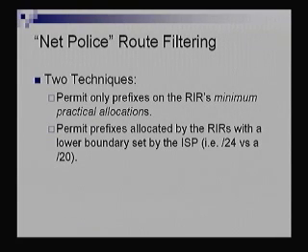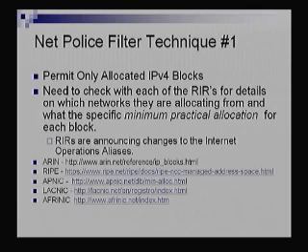So there's two modes of doing this. There's one mode where you take the minimal practical allocations and you filter hard on it. Whatever the regional registries say, that's what I filter on. And then the other way of doing it is to say, I'll just do it all at /24. So the first way, we call it strict mode. The second way, we call it loose mode. So the strict way and the loose mode of doing it.